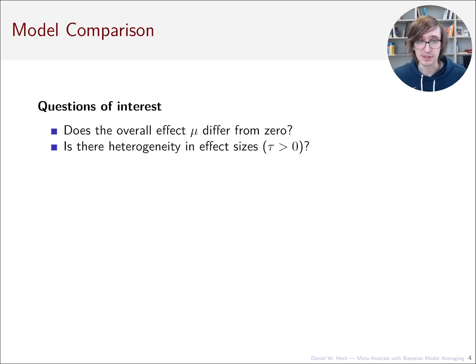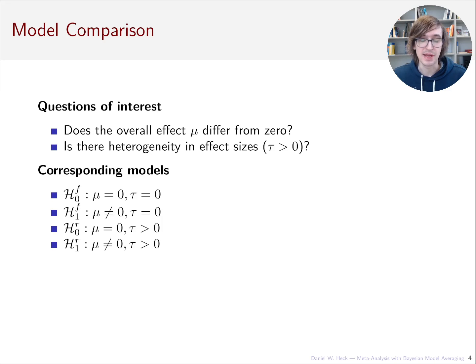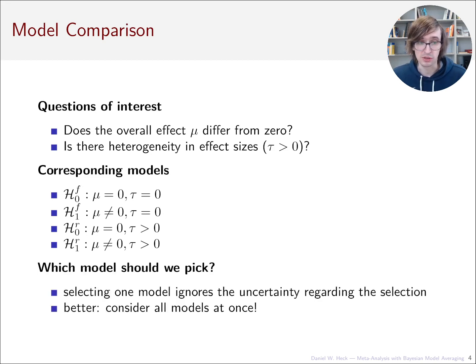Now the questions of interest are twofold. First, we are interested in whether there is an effect, so whether the overall effect mu differs from 0. And the second question concerns heterogeneity, specifically is tau larger than 0? If you combine these 2 aspects into models, you get 4 different models, which are denoted here by an H for hypothesis. H0 is the null hypothesis, and H1 the alternative, and the F is for fixed and the R for random. Then you get the 4 models where you assume either the effect is 0 or not, and second, the heterogeneity is 0 or not. And the question is obviously which model should we pick?